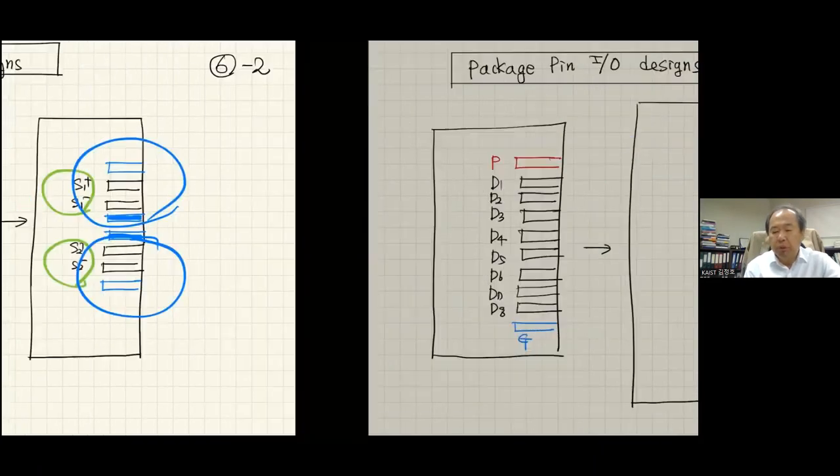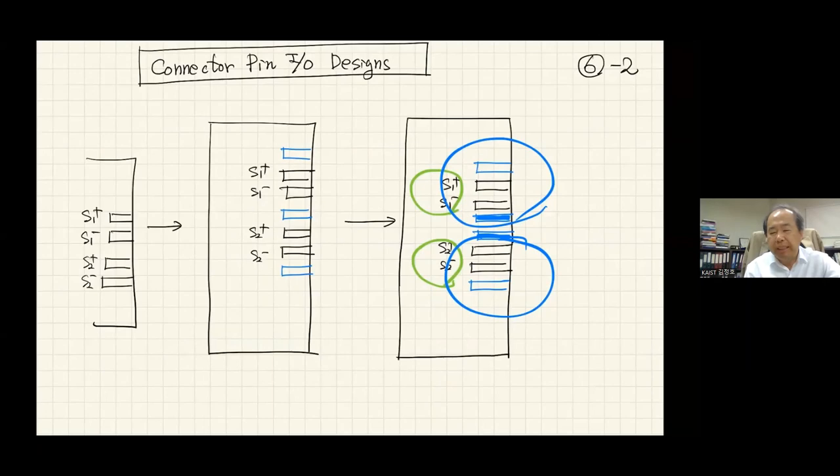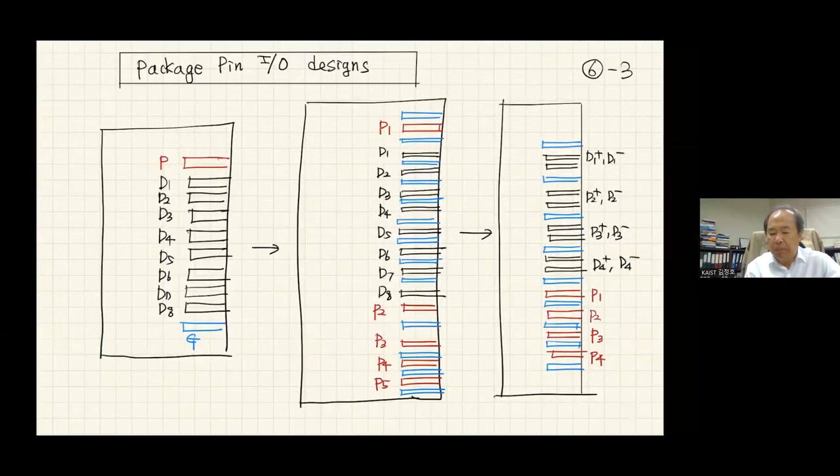So far, I was talking about how we can isolate return current paths for different interconnections, different signals. Now let's talk about power as well. So this is one example. Let's assume that you have differential pairs.